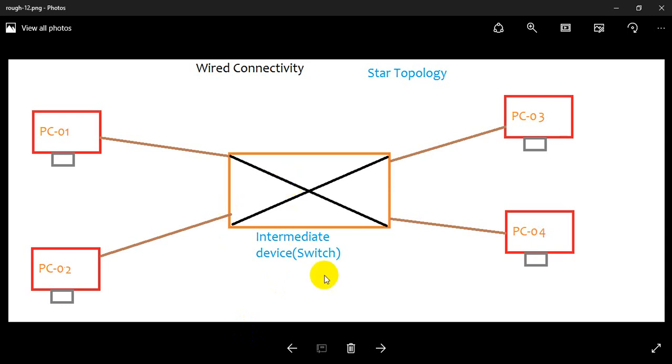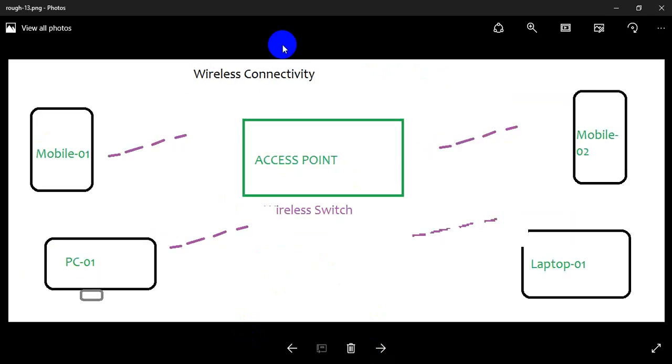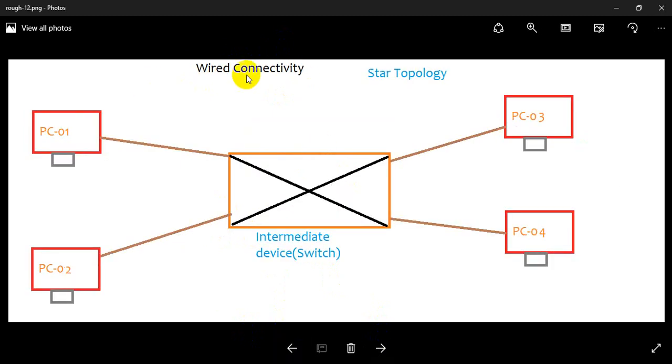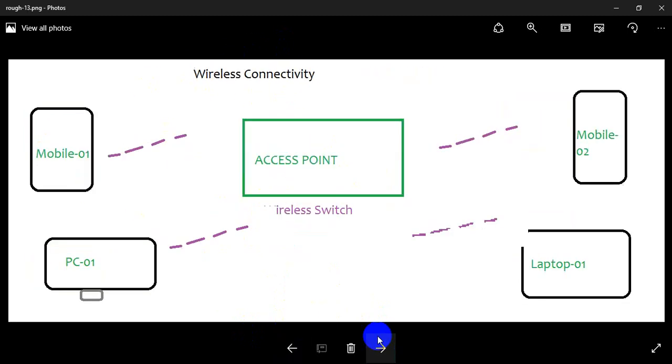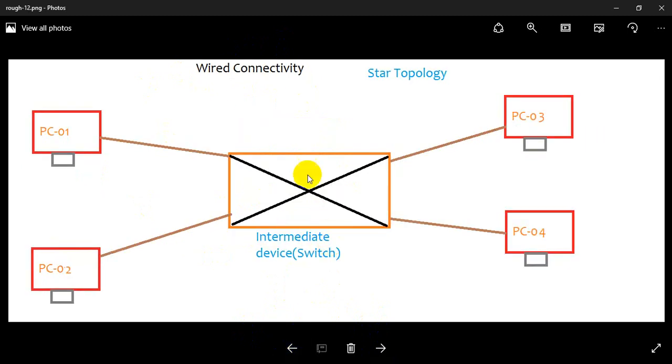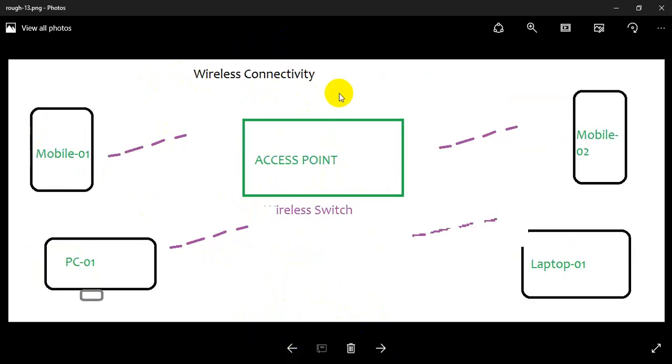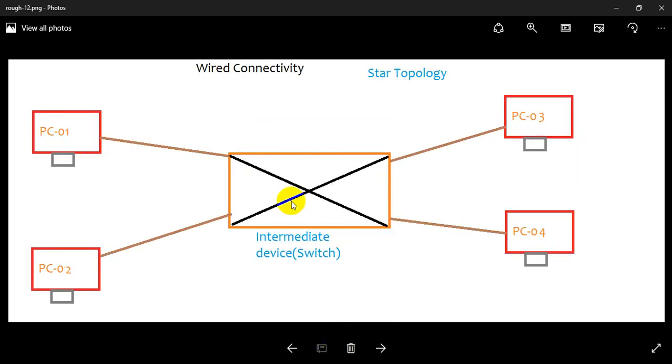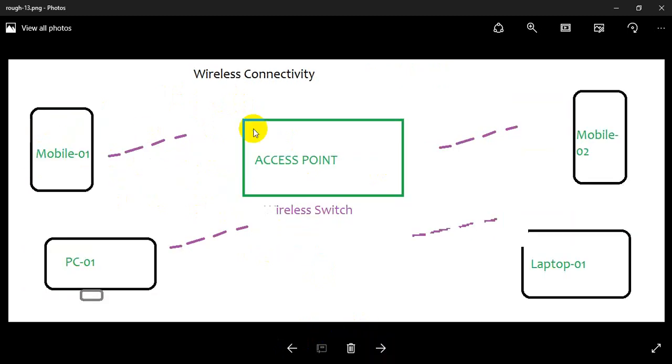Now let's move forward. This was the example of wired connectivity. Through wire you are connected to the intermediate device. And this is the example of wireless connectivity. Look at this. This is what? Intermediate device. This is what? Intermediate device. This is what? Switch, because through a switch we can connect with each other by wire, by cable, by guided media.